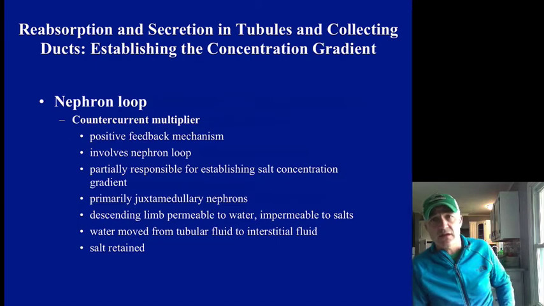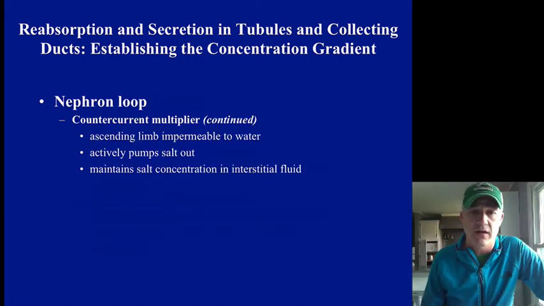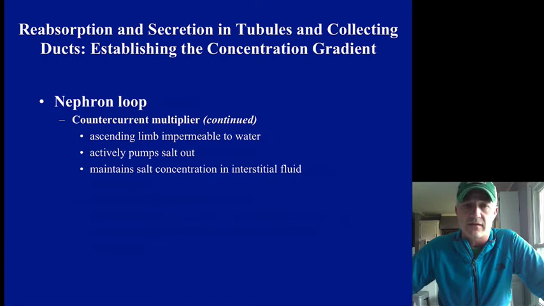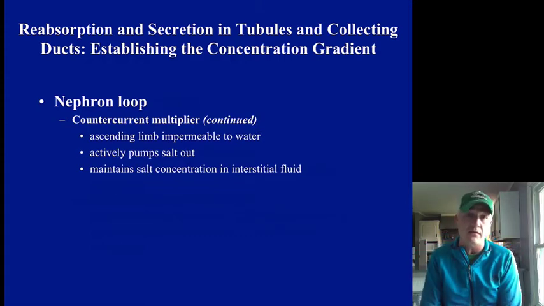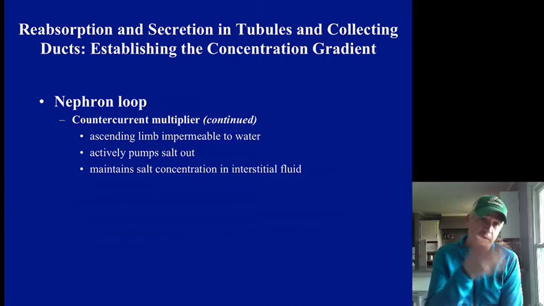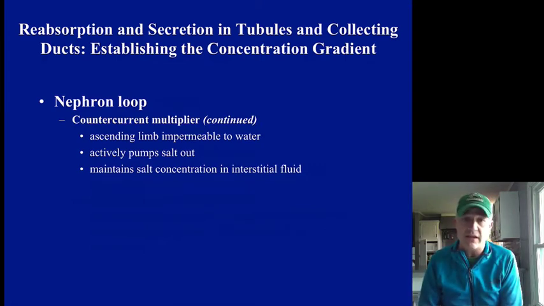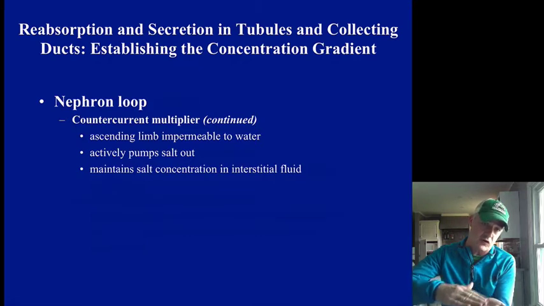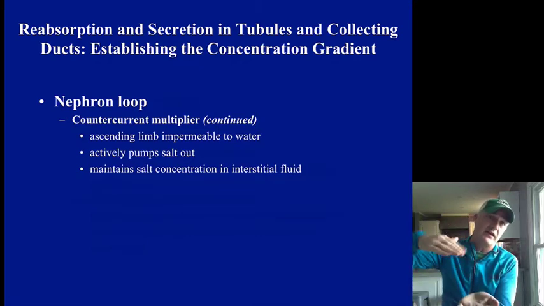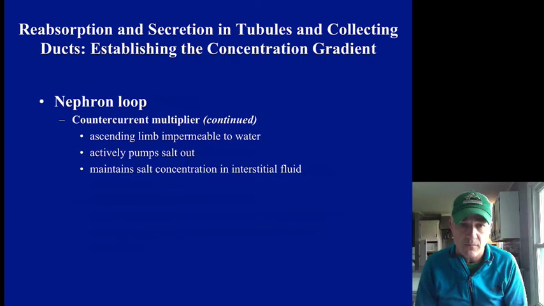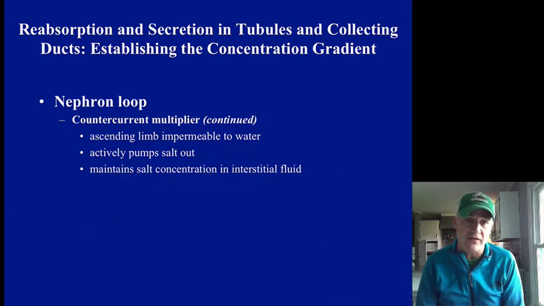So the image I'm going to show you here is kind of going to show this. What we have going on here though is, like I said, that ascending loop, it is not permeable to water, but we have a lot of pumps that are actively pumping salt out. What this really means is there's more salt at the bottom of that nephron loop in these juxtaglomerular nephrons. And what this means is you're going to get a salt concentration that is most salty the furthest down in the medulla. And as you work your way up, that gradation is going to change a little bit. And this maintains that salt concentration.